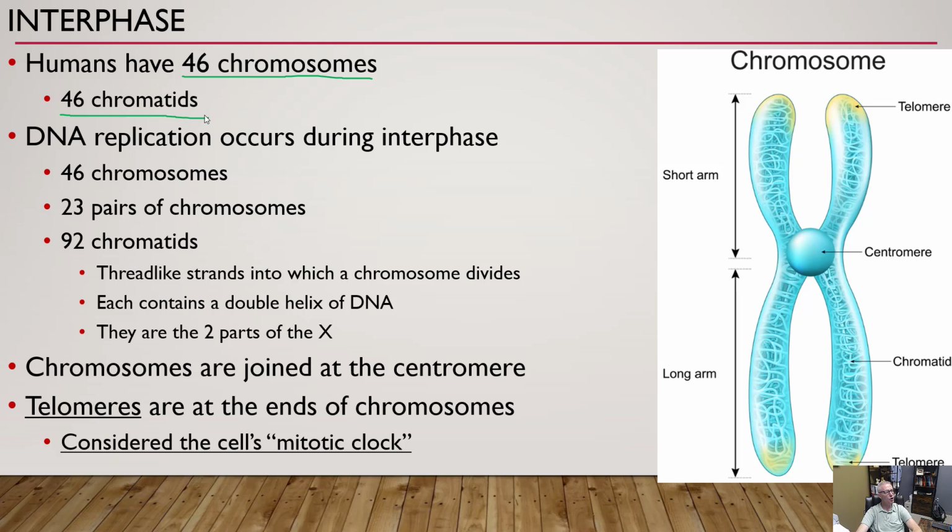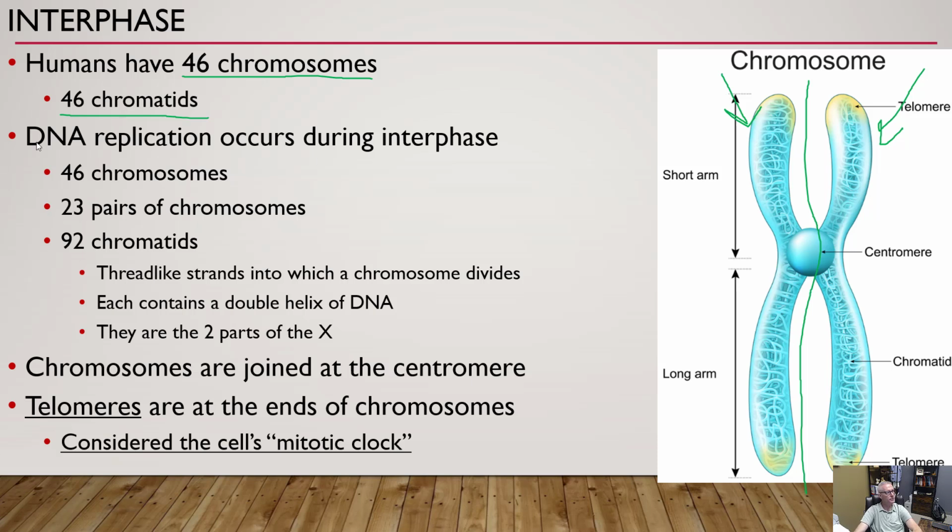Chromatids are essentially, for lack of a better term, lines of the X's. So we have kind of one chromatid here and one chromatid here. So before DNA replication, we have 46 chromosomes and 46 chromatids because we only have one line of the X.